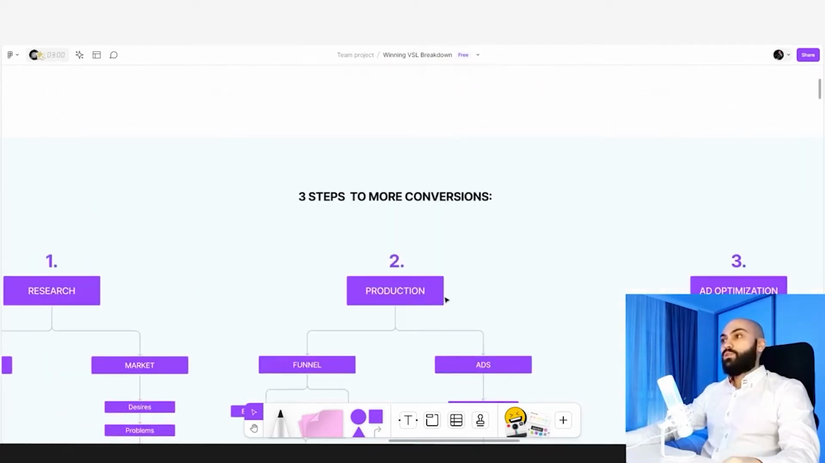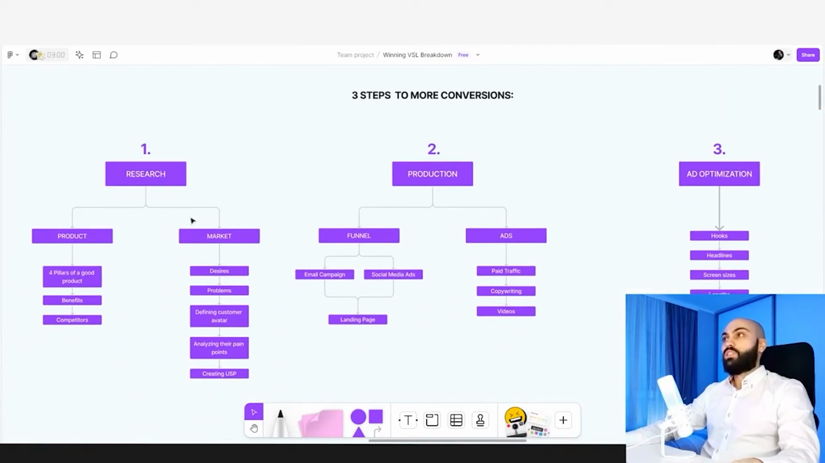I will break down my thought process, the funnel, the ads, and why I structured ads in a specific way to increase the conversion rate. Enjoy the video. We will break this down into 3 phases: research, production, and ad optimization.